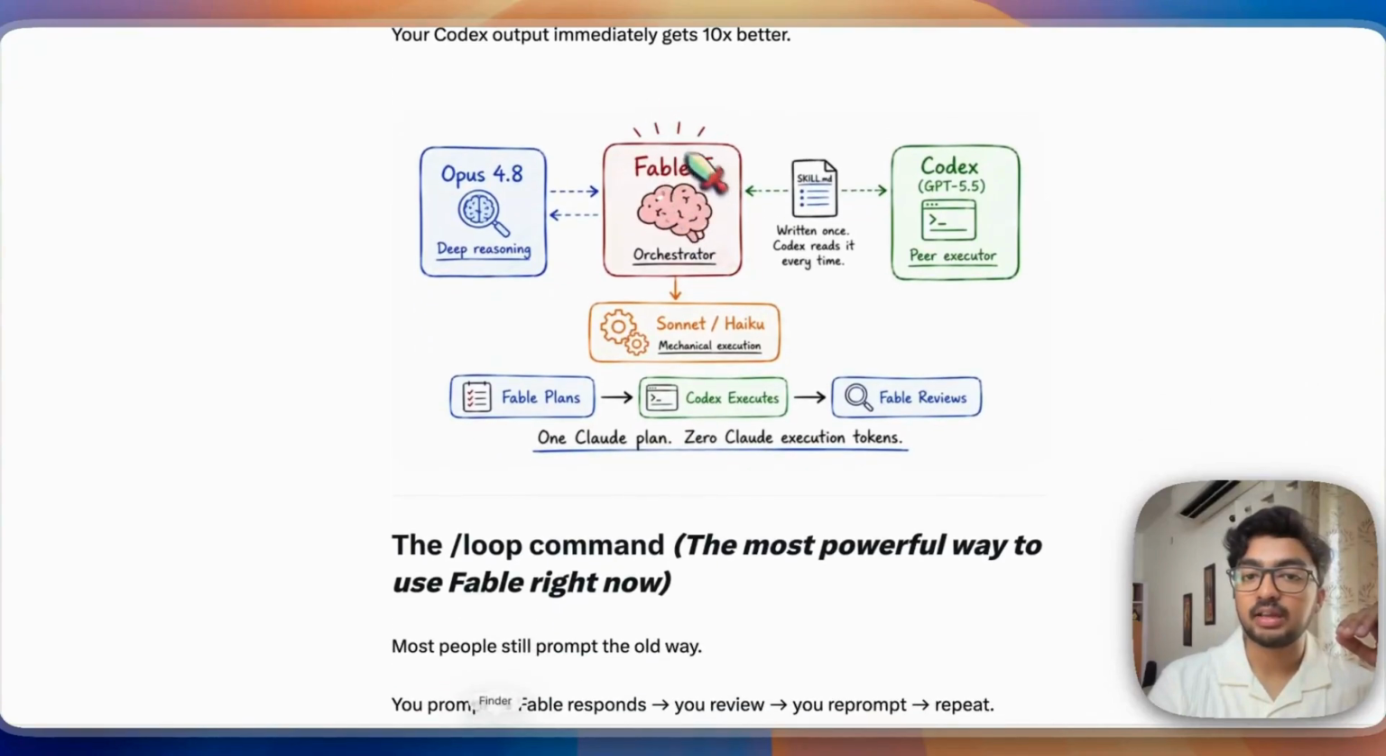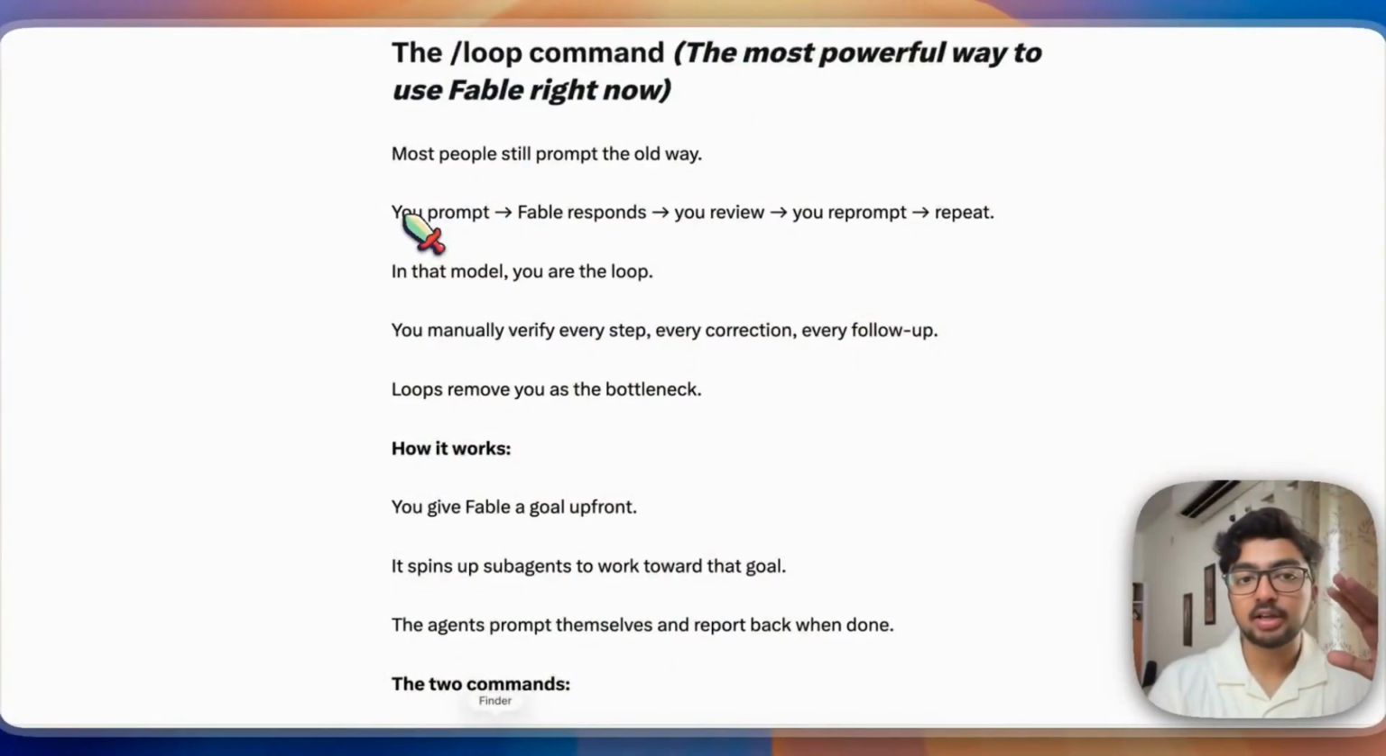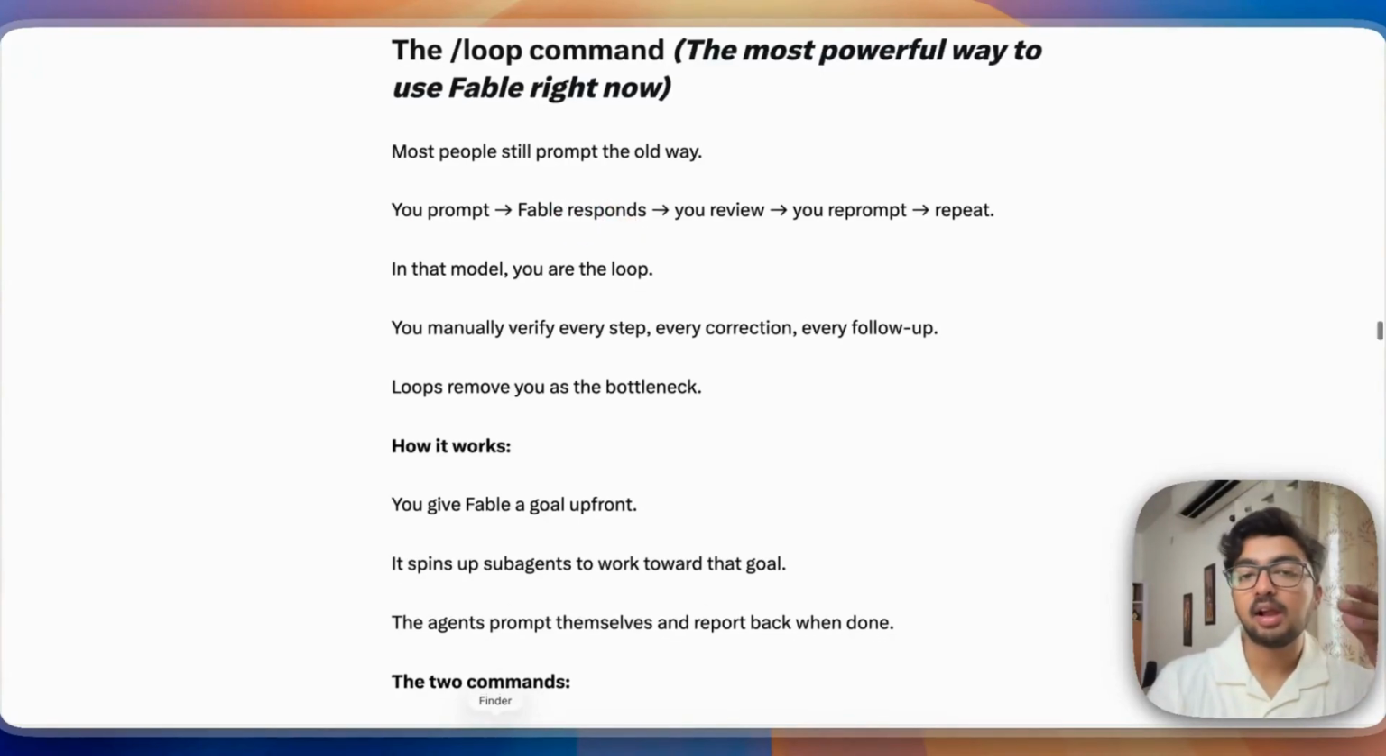Now you can see Fable 5 is the orchestrator, deep reasoning is done by 4.8, then skill markdown files are there, which are fed to Codex, and mechanical work is done by Sonnet, Haiku. Now the loop command that's there, loop is very important. I talked about loop engineering in the past, and it simply means that earlier what we used to do was you prompt, Fable responds, you review, you reprompt and repeat. This is a traditionally old way of doing things. This is basically prompt engineering. But now how things work is that you define a goal and Fable 5 needs to achieve that goal. And how do you define that goal?